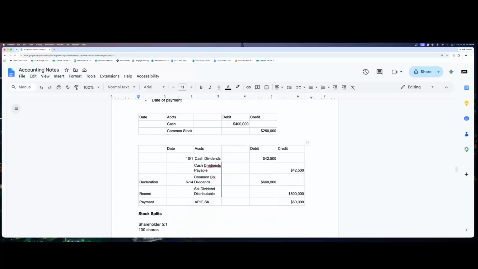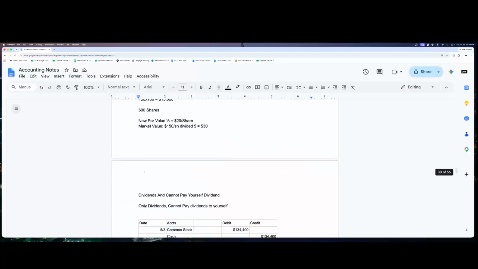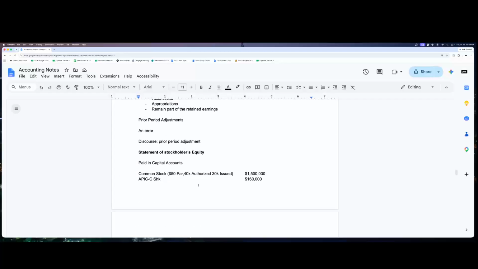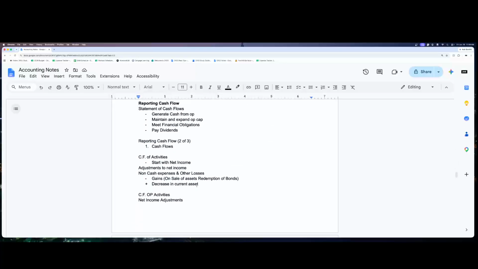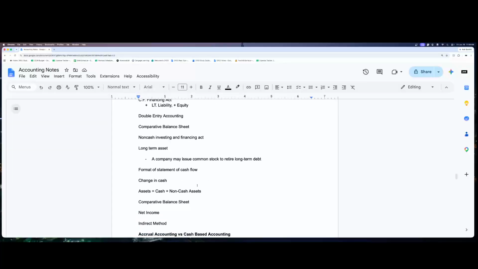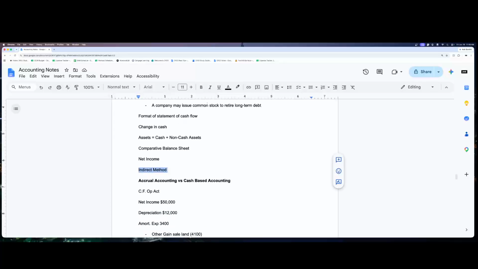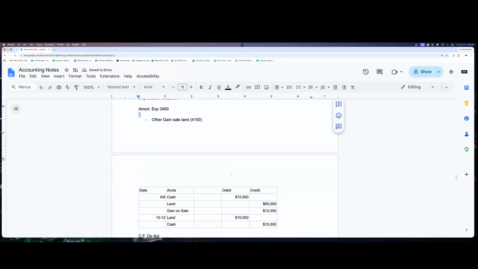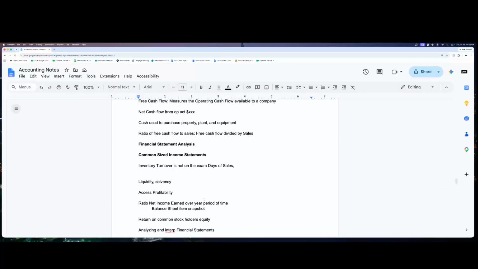Dividends, how you calculate dividends. Declaring dividends, recording dividends, and the payment of dividends, stock splits, important, retained earnings, statement of stockholders' equity, statement of cash flow, reporting cash flow. I think I made a video about this, with regards to the type of accounting, whether it's accrual or cash based, and then if it's an indirect method, and then cash flow from operating activities, cash flow from investing, and cash flow from financing activities.